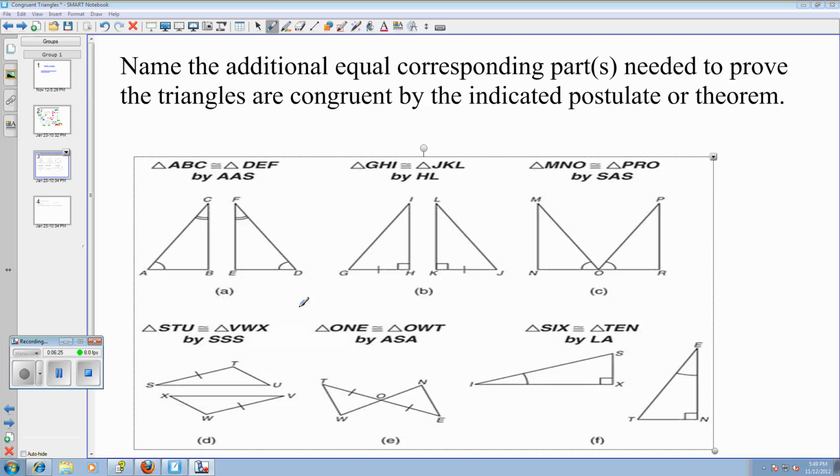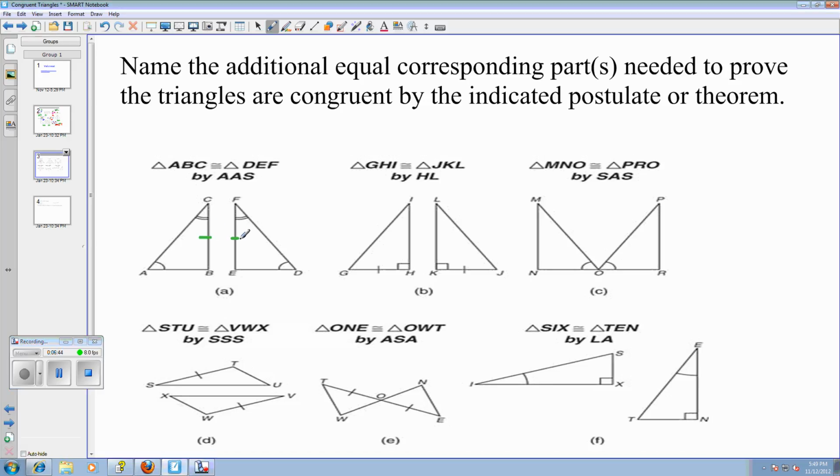So for A, we are given that C and F are congruent angles, A and D are congruent angles, and since we want to prove by angle, angle, side, then we need a side that is congruent. So you could use BC and EF as congruent sides. So when we go around, we have angle, angle, side, angle, angle, side.